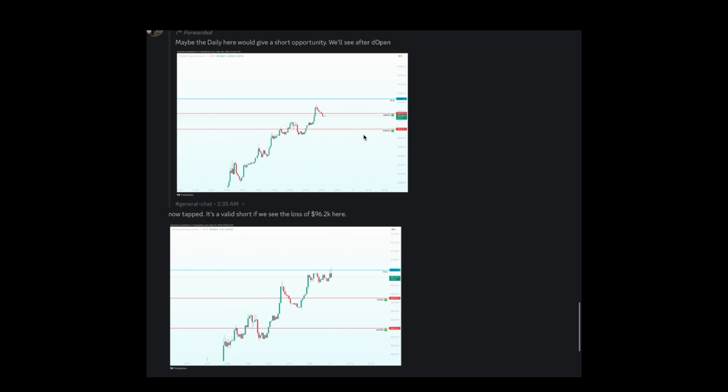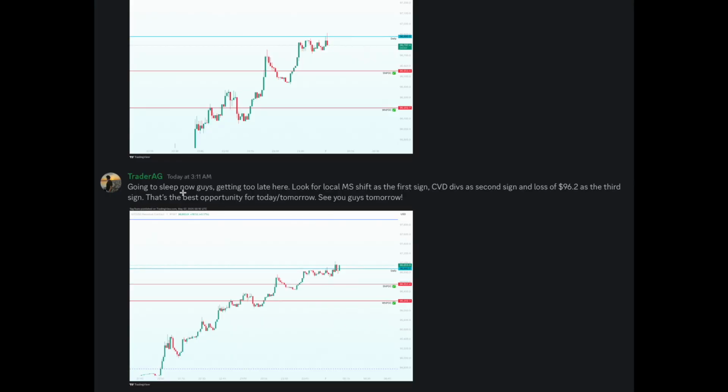You can see that I was telling people that we had a daily level here, we had this weekly MPOC level. Now tapped, it's a valid short if we see the loss of 96.2 here. Right, so here as well, going to sleep, guys, getting too late here. Look for local market structure shift as the first sign, CVD divergences as your second sign, and the loss of 96.2 as the third sign.